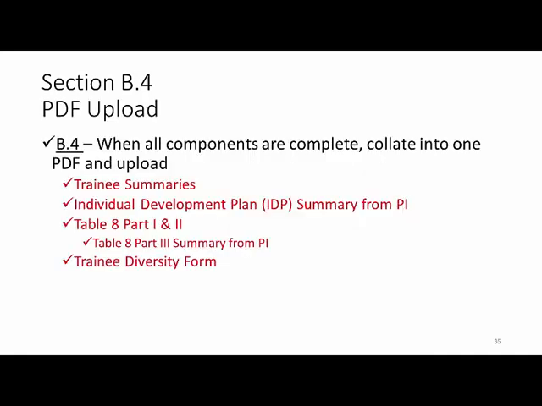Okay, so B4, we're almost done. So you have all these components to B4. You have your trainee summaries that you've collected either on the form, you collate them. You have your summary from your PI, your tables 1 and 2, and this summary from the PI for part 3, and then you have your trainee diversity plan. So you're going to put that all in one big PDF and upload that into B4. But that is going to be the bulk of your work, I would say.